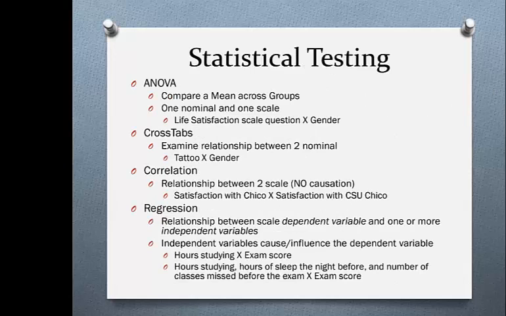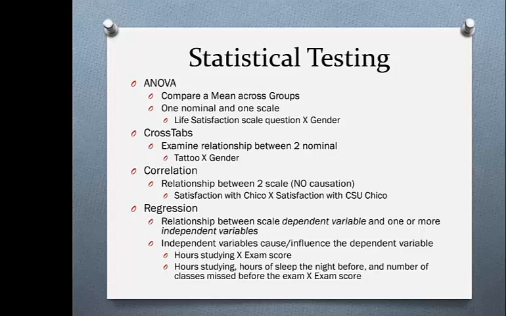We have already talked about the first two techniques here, ANOVAs and crosstabs, from Chapter 13. If you remember, ANOVAs were the technique where we compare a mean across groups, where we look at one nominal variable and one scale variable. For example, life satisfaction question by gender. What we'd be doing here is exploring if males or females have a higher or a lower life satisfaction score on average than the other gender. And we can test a hypothesis.